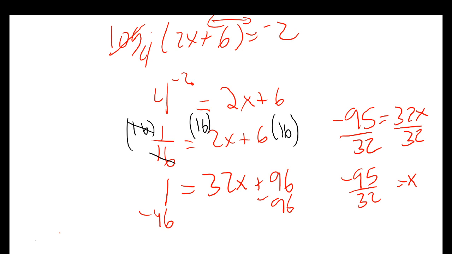95 breaks down to 5 times 19. 5 and 19 are both prime, so that does not reduce.